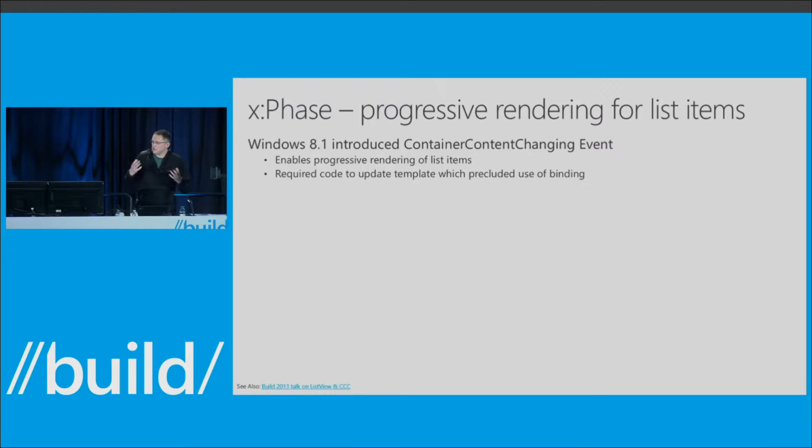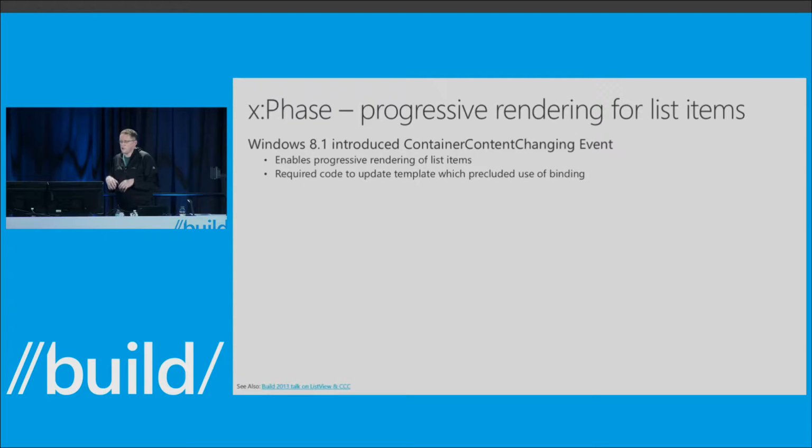However, if your machine is kind of slow, then as we recycle elements and take them from the end that's no longer used onto the end that is used, we need to be able to do that fast enough to keep up with the speed of panning. On low-end machines, we can't necessarily do that. And so in Windows 8.1, we introduced a feature called the ContainerContentChanging event. This is an event on ListView. You get called back for each item, and it allows you to progressively render your item templates.